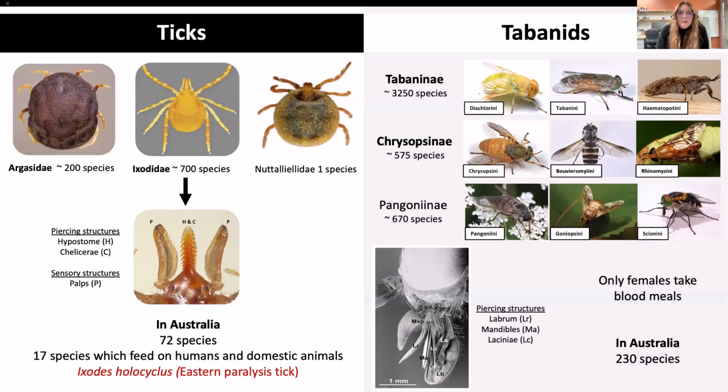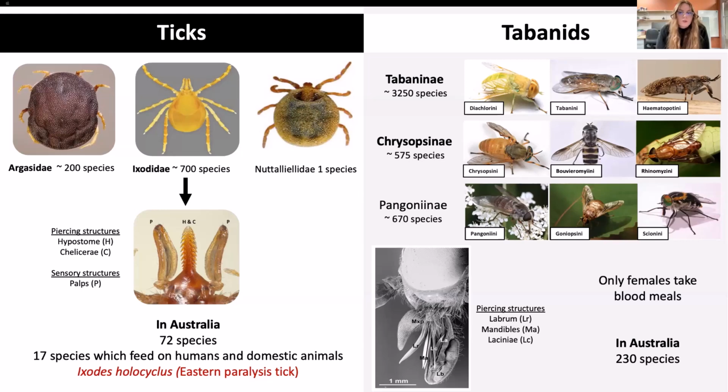With the tabanids, you may know these as either march flies, horse flies, clegs, or deer flies. We have around 4,000 species globally, and it's separated into 3 subfamilies, which are then separated into tribes within each of them. Within the Tabaninae, there's around 3,000 species. Chrysopsinae has around 600, and then Pangoniinae has around 600 as well. The 2 that are in bold are the ones that are most medically relevant.